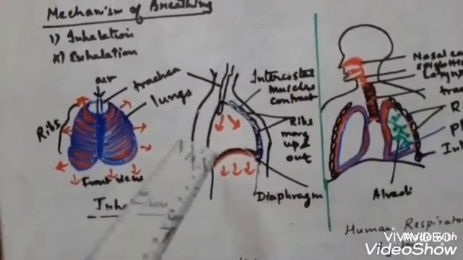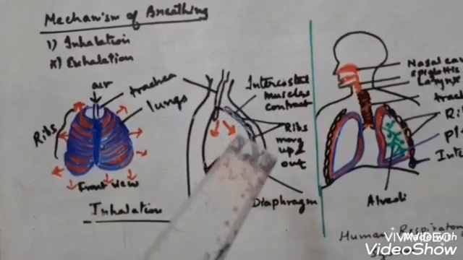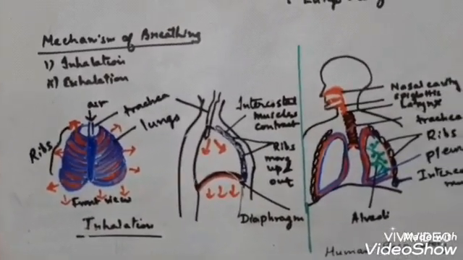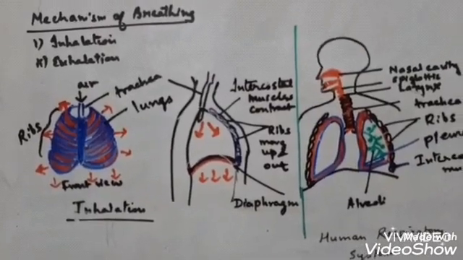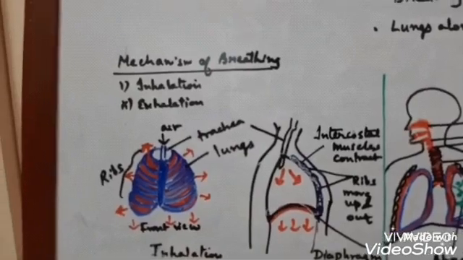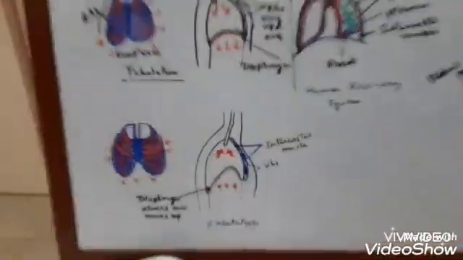As a result, what will happen? The air pressure will decrease, and there will be an increase in the volume of the lungs. Due to this decrease in the air pressure, the air will rush inside the lungs. Clear? And this is what is called inspiration.